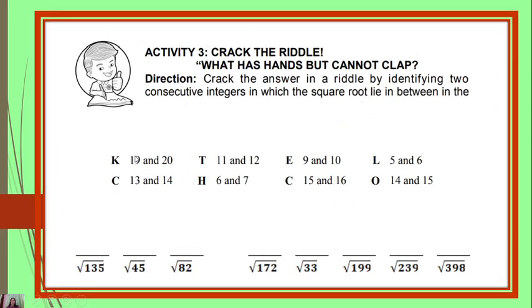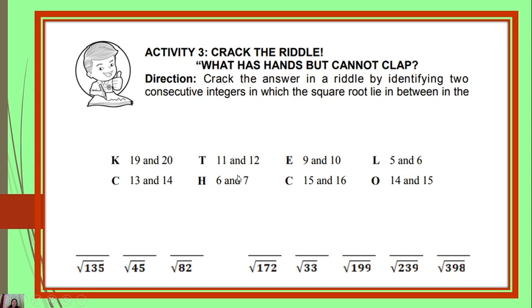For activity number 3, crack the riddle. Ano nga ba yung riddle? What has hands but cannot clap? Oh, bugtong siya. Tama? Bugtong. Crack the answer in a riddle by identifying two consecutive integers in which the square root lie in between. Okay? In between in D, just like letter K. Halimbawa dito tayo sa, yung pinakamadali na lamang, H.